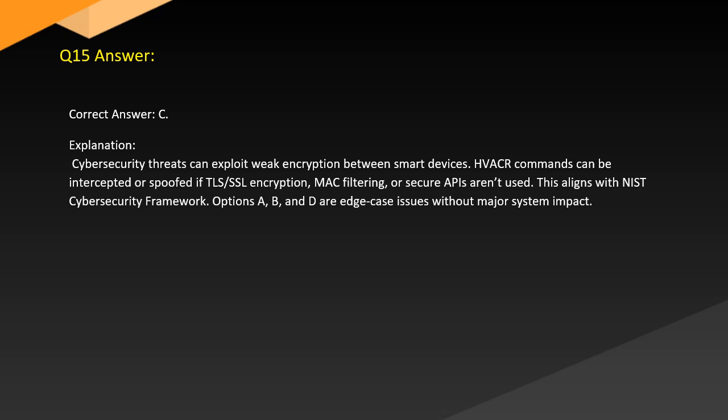Answer. Correct answer: C. Explanation. Cybersecurity threats can exploit weak encryption between smart devices. HVACR commands can be intercepted or spoofed if SSL encryption, MAC filtering, or secure keys aren't used. This aligns with the NIST cybersecurity framework. Options A, B, and D are edge case issues without major system impact.